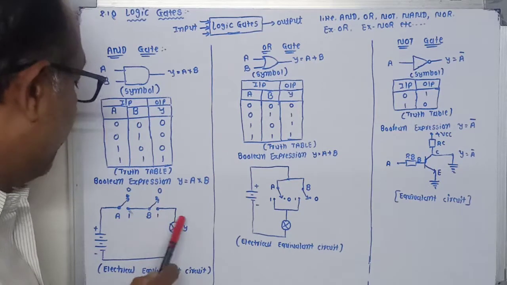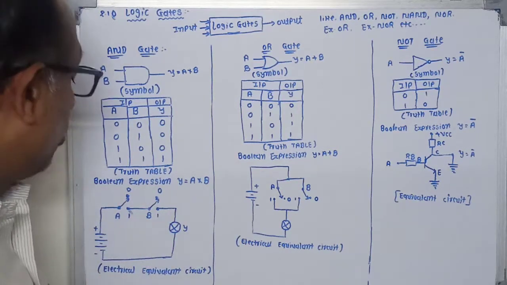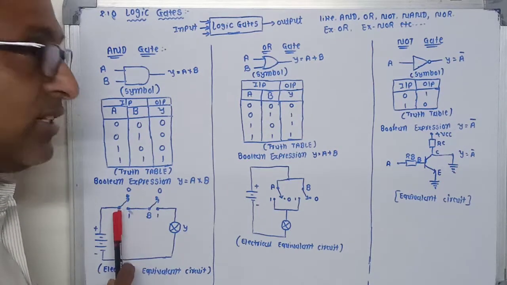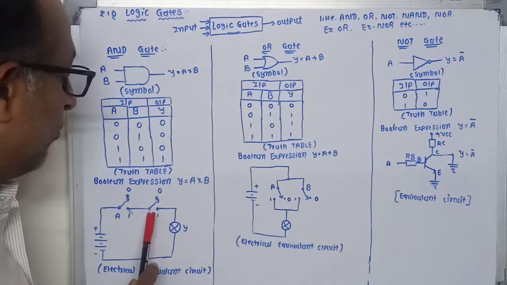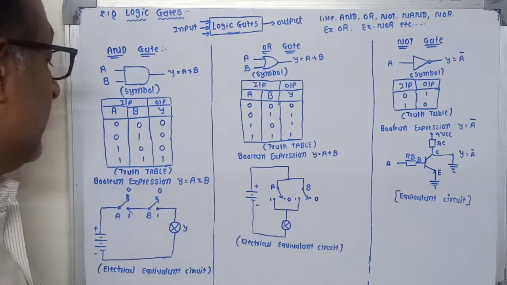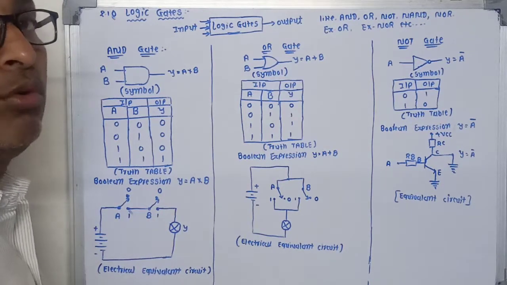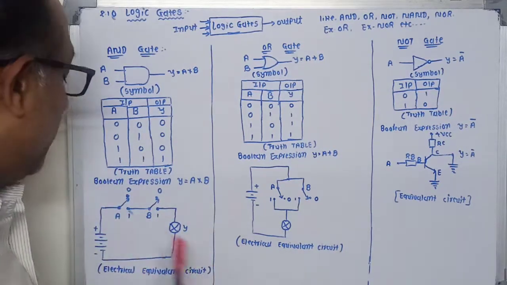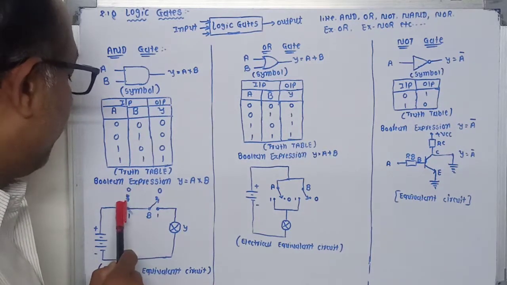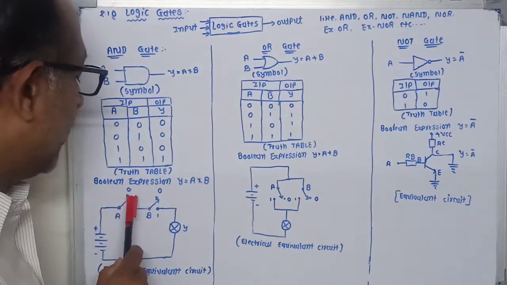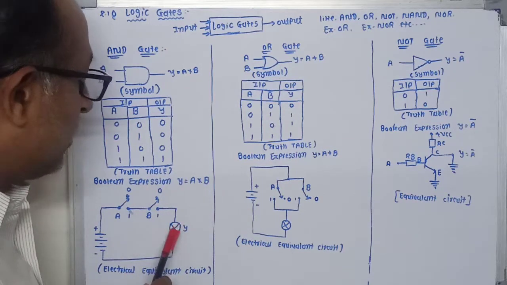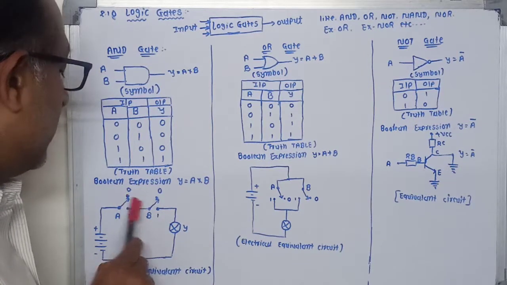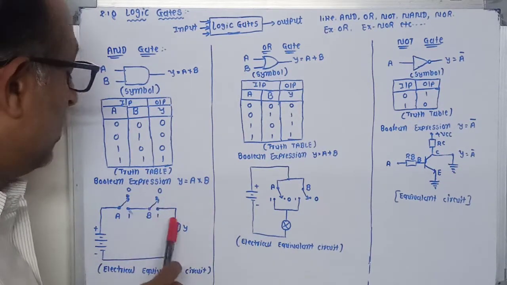Now we are taking one lamp which is connected to the battery supply through two-way switches. That means one is taken as input A and another as input B. Now it is connected in series because we require output only when both inputs are 1. It is most important. So if both switches are in position 0, there is no current passing through this lamp and it will not turn on.